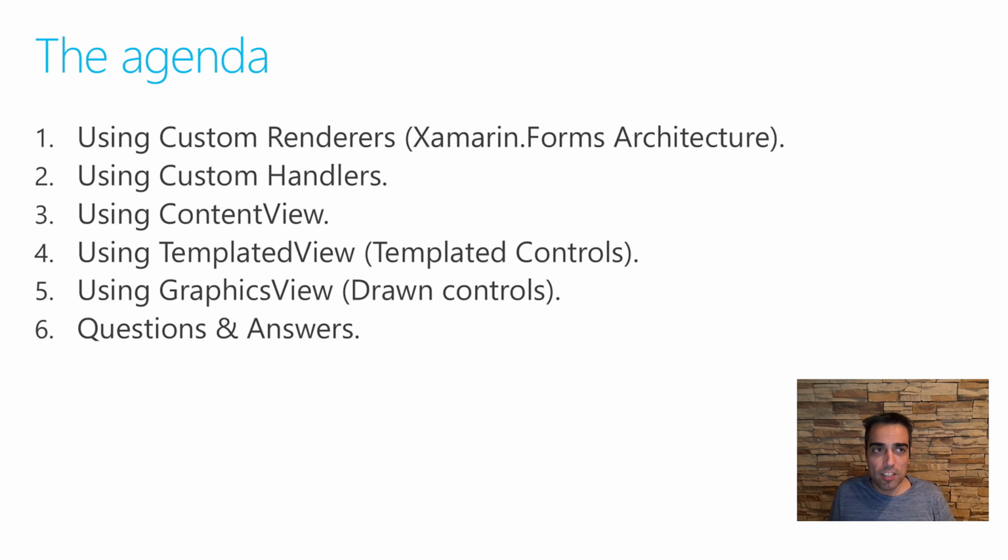So I'm going to use the agenda to do a very quick summary. We have seen how to create controls using custom renderers and custom handlers. The concept is pretty similar, but the handlers are the new architecture and have some benefits, mostly in performance and extensibility. We have also seen options to use a single code base with content view, template view, and graphics view. Content view and template view are pretty similar, but template view is more powerful because it allows us to change the template and customize anything inside of the template. While the final option, the graphics view, is another approach, totally different. Instead of using native controls, we are drawing everything in the canvas.